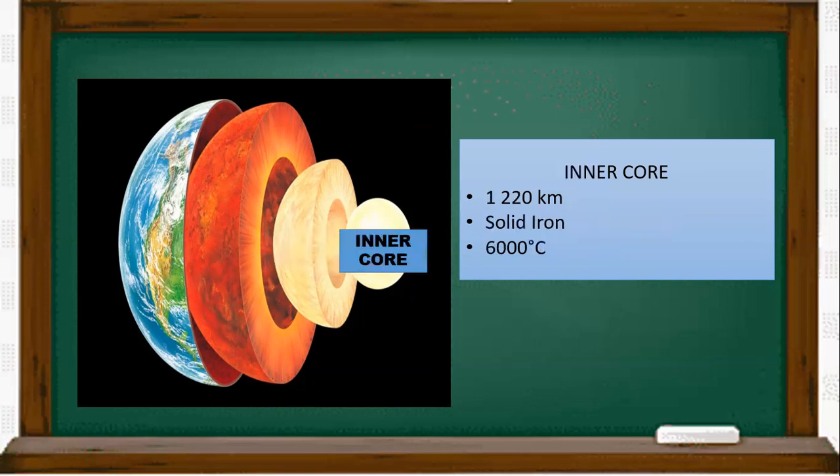The inner core has a diameter of about 1,220 kilometers and is composed mostly of solid iron, which gives the planet its magnetic characteristics. The inner core is extremely hot. Its temperature has recently been found to be about 6,000 degrees Celsius.